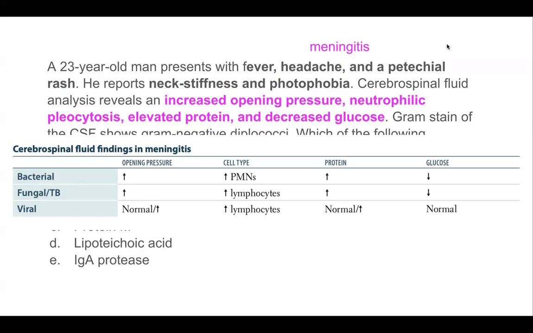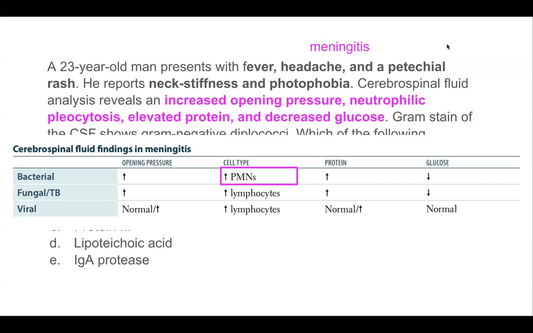So first, the opening pressure is usually elevated in bacterial, fungal, and viral infections. So that doesn't really give us a whole lot of information. However, the cell type does. In bacterial, you'll have a lot of PMNs, which makes sense, right? Because neutrophils often respond to bacterial infections, versus fungal, TB, and viral, which will all have a lymphocytic pleocytosis. Pleocytosis just being elevated white blood cells in your CSF. So our patient has a neutrophilic pleocytosis, so we're already thinking this is probably bacterial.